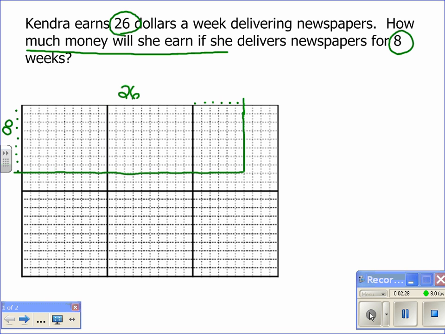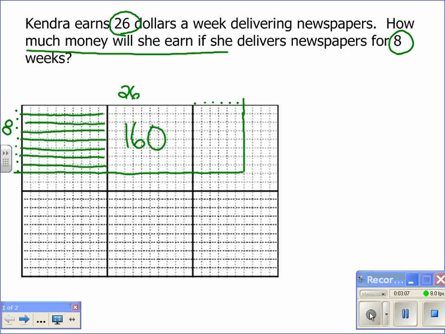Now we have the total that Kendra's earned. We've got 8 rows with 26 in each row. Let's find out how much that is. I can start by counting up the number of 10s that I have here. Right? These are all groups of 10. If I model these in base 10, so how many do I have here? I've got 8 and 8 more. So I have 16. But it's 16 tens. How much is 16 tens? 160.